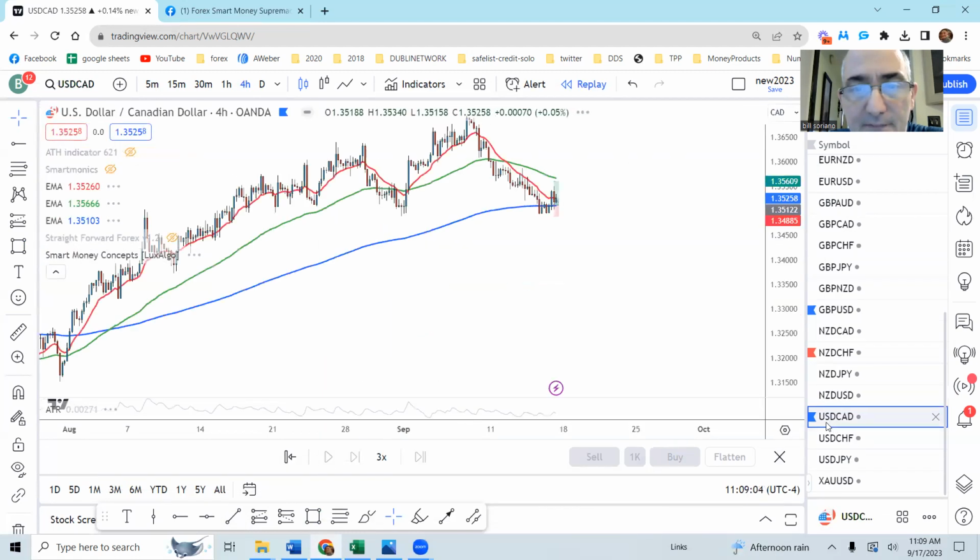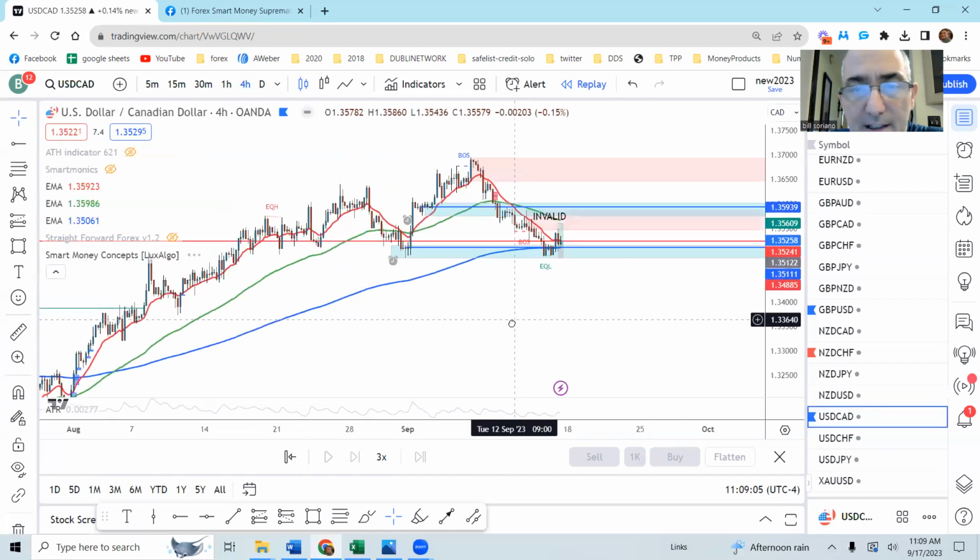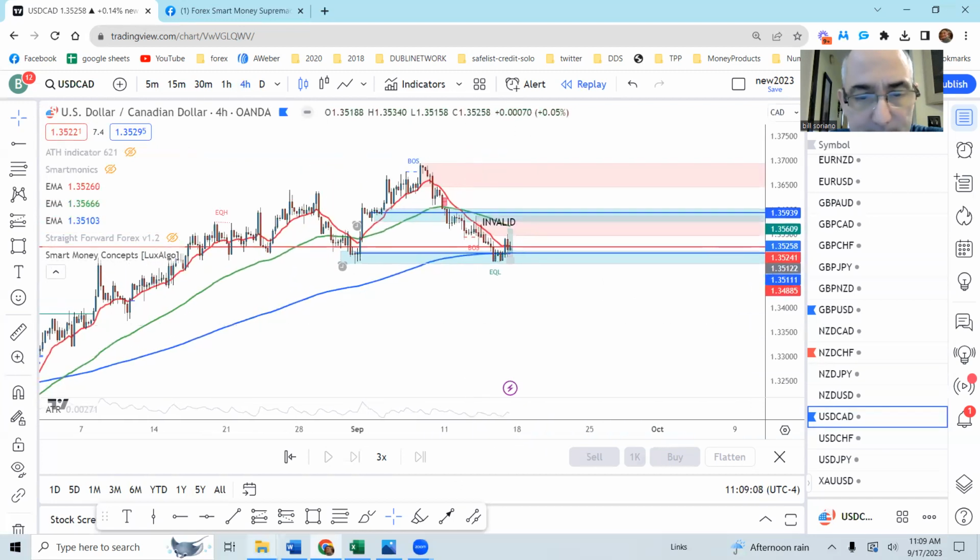USD CAD. This is a current trade. No, this is, let me see.